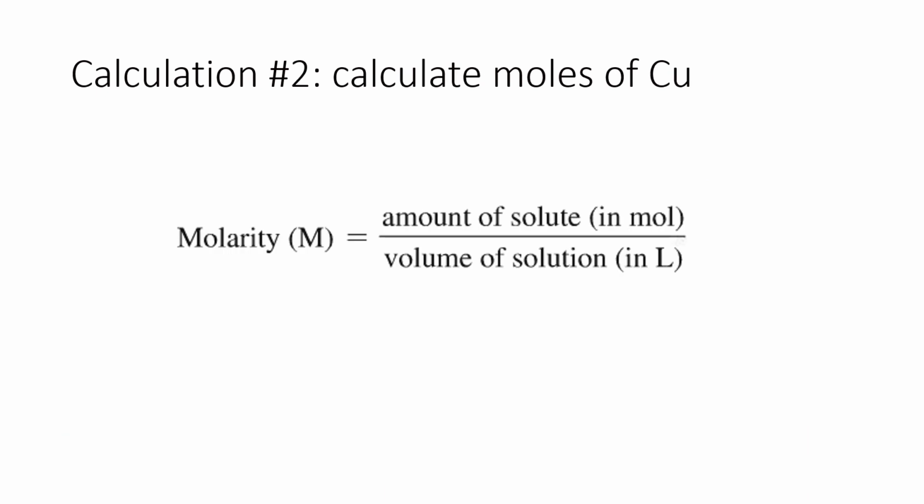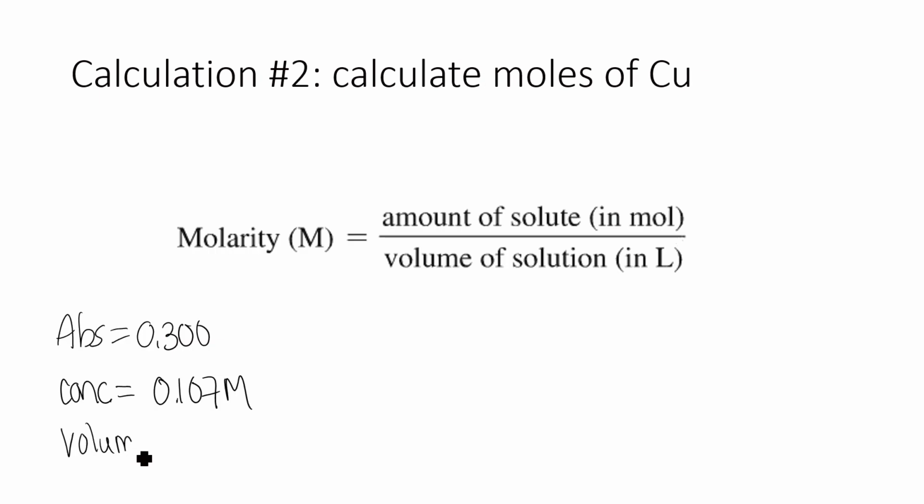All right, so let's go on to step 2. Now I'm going to find the moles of copper. So again, let's summarize what we know so far. We know that our solution had an absorbance of 0.3. And from that, we were able to figure out the concentration was 0.107 molar, using our graph. And then we know the volume is exactly 100 milliliters.